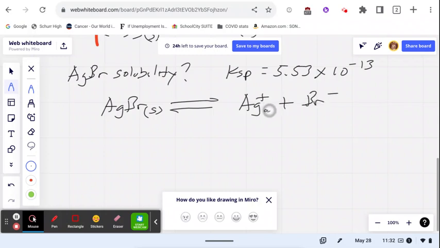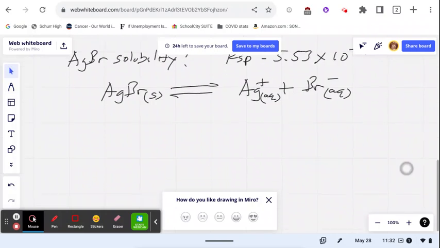And all the ions are aqueous. They cannot exist as solids on their own, so they're aqueous. They're dissolved in water, and that's how they can deal with being by themselves, as opposed to in a crystal lattice. All right. So now that you have the equation, let me move this up just a little bit here.